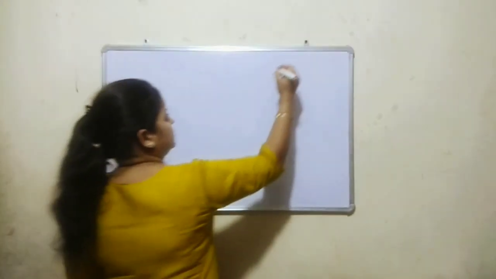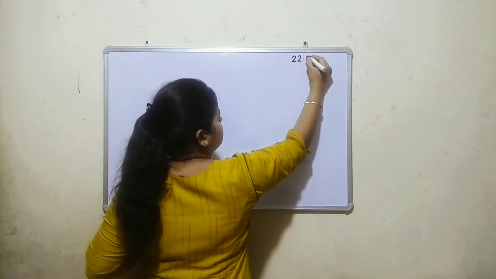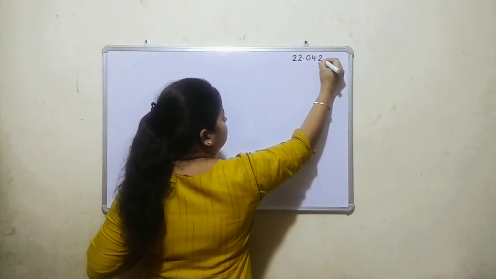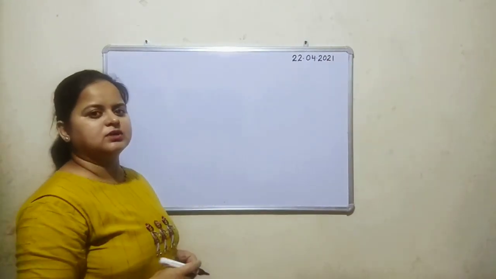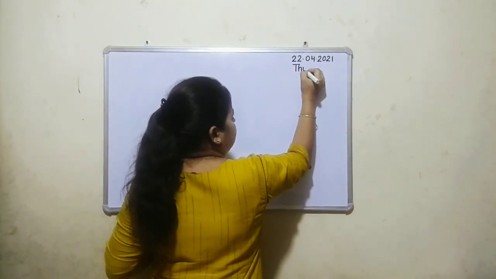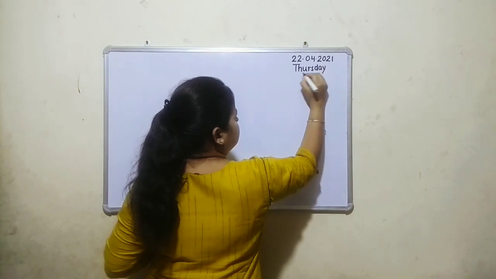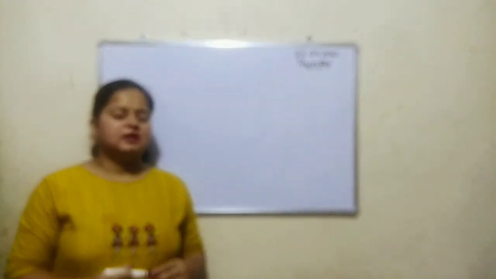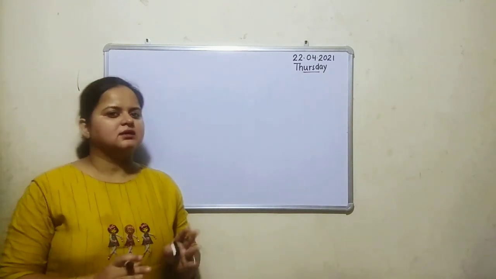So what is the date today? Today is 22/4/2021, and the day is Thursday. Done? So now we will start today's topic, that is place value and face value.